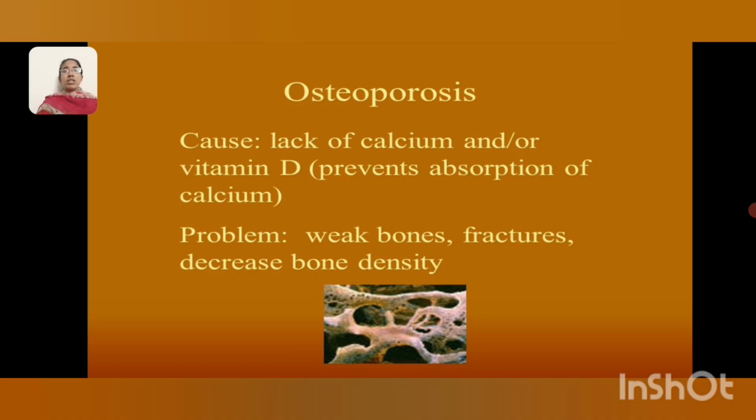Then the next disease is osteoporosis. Osteoporosis is due to the lack of calcium or vitamin D, because vitamin D is essential for the absorption of calcium. When vitamin D is lacking in our body, the calcium will also not be absorbed. So due to the lack of calcium and vitamin D, osteoporosis will take place. The problems we'll face once osteoporosis exists are weak bones, then fractures, then bone density will decrease. Our bones become too weak.